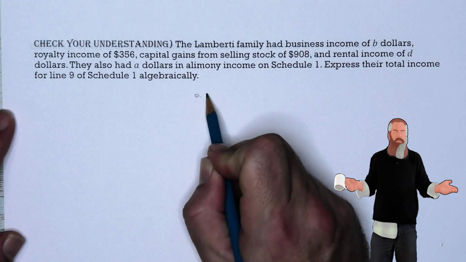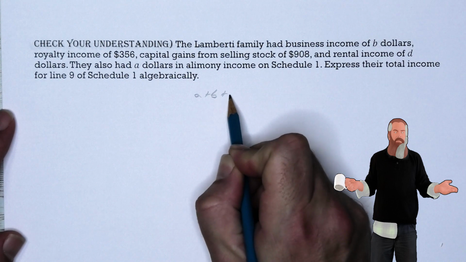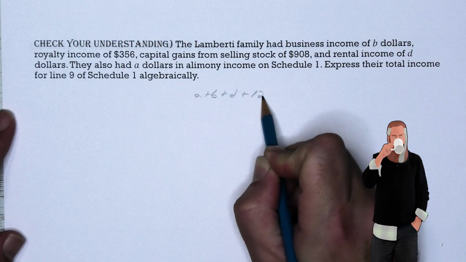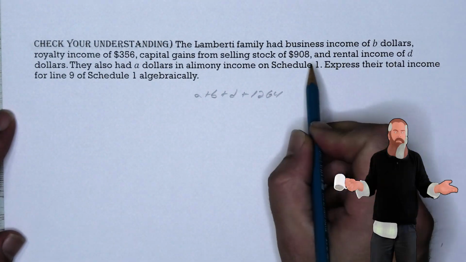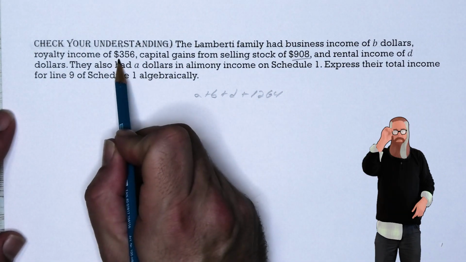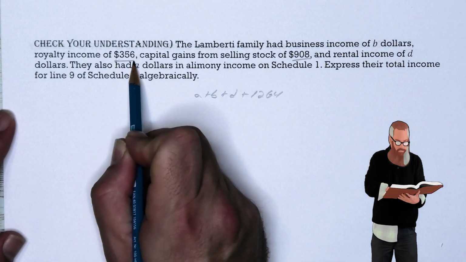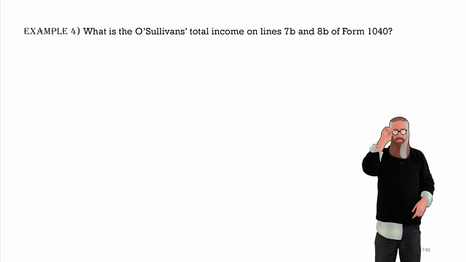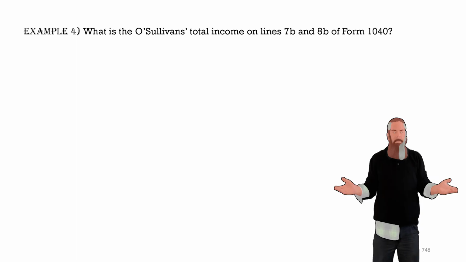Well, we're just going to add all of these unknown amounts, A plus B plus D, but we're going to add the known amount, $1,264. This is the $908 and the $356 combined. What is the O'Sullivans' total income on line 7b and 8b of Form 1040?